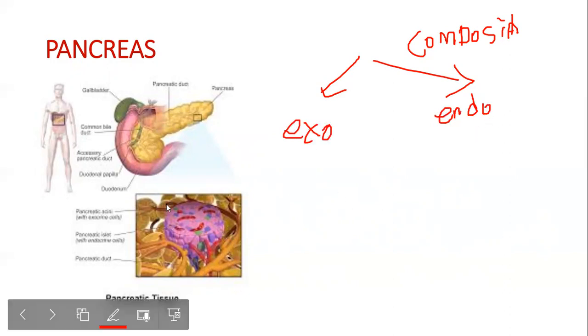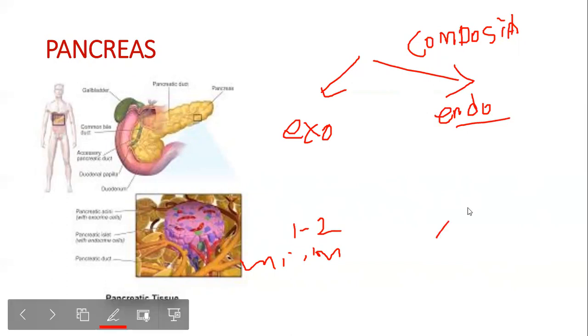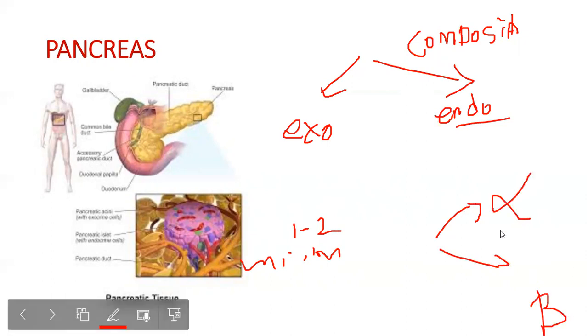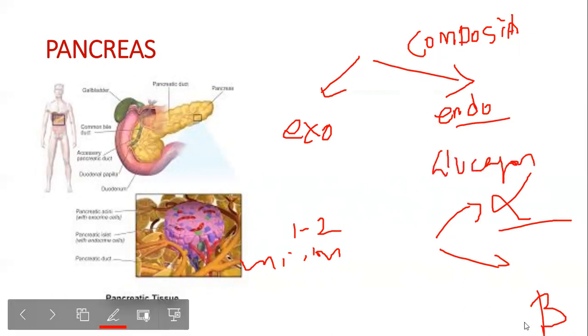And this endocrine pancreas has something called the islets of Langerhans. There are 1 to 2 million islets in our body. So it is both exocrine and endocrine, and in the endocrine part, there are 1 to 2 million islets of Langerhans. And these islets of Langerhans basically have two types of cells. One is alpha cells and one is beta cells. Alpha cells secrete a hormone called glucagon, whereas the beta cells secrete insulin.